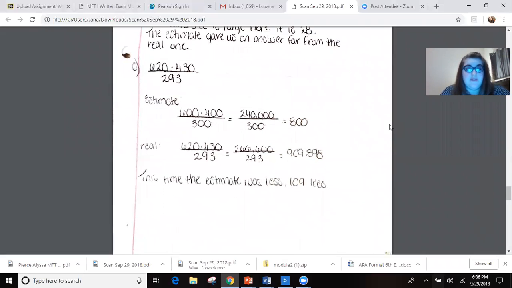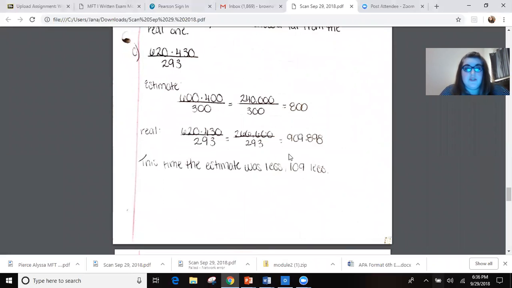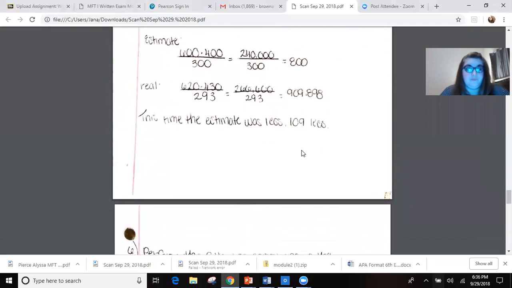And in C, you have 620 times 430 over 293. That's going to round to 600 times 400 over 300, and that's going to equal 240,000 divided by 300 gives you 800. Now, when you do the real-world computation, you're going to have 909.898, which, of course, would round up to probably about 910. So the estimate was less that time instead of more.